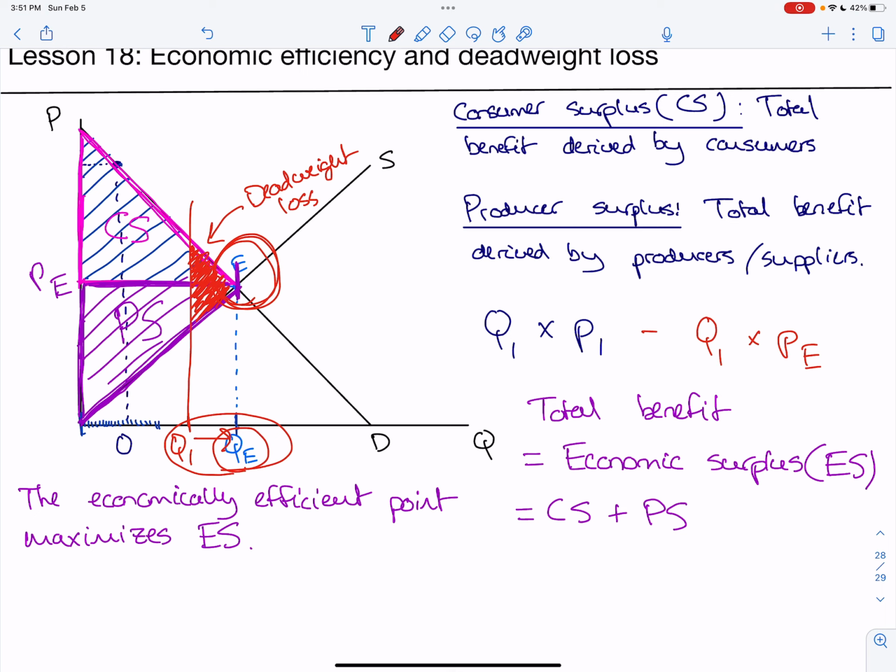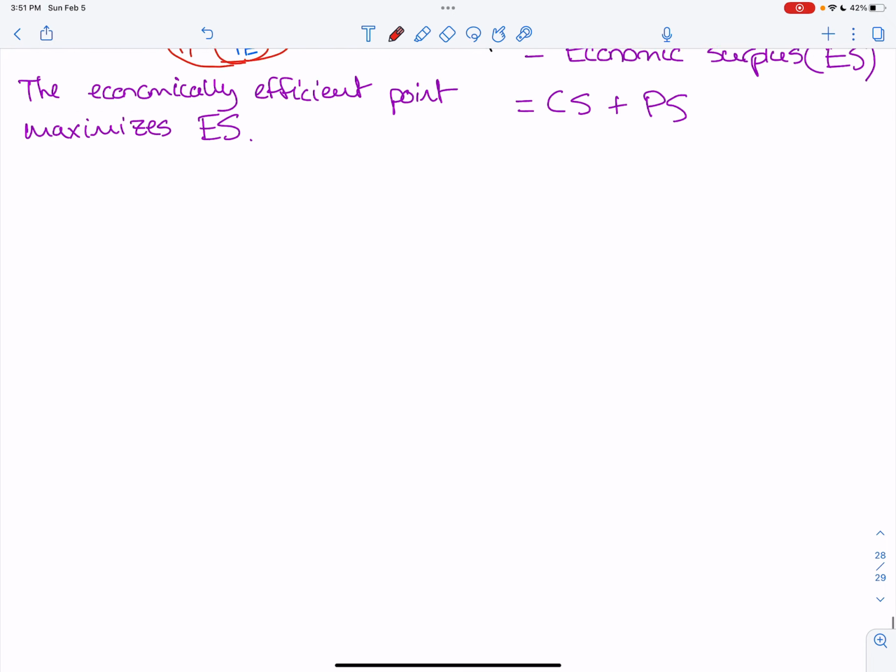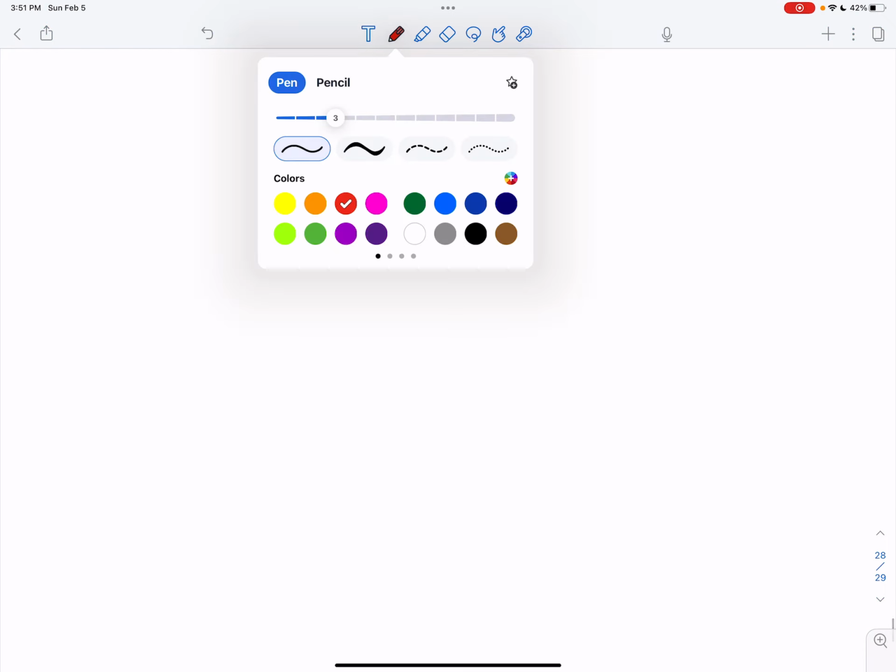Okay? Now, what is the relationship between deadweight loss and price ceilings and price floors, right? Between deadweight loss and price controls? Well, you'll remember that when the government imposes a price floor or a price ceiling, quantity exchanged goes down, right? It falls.